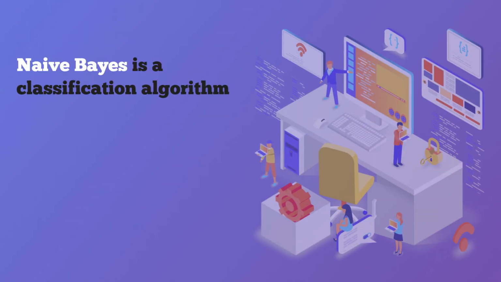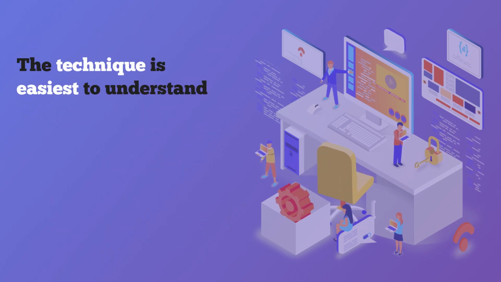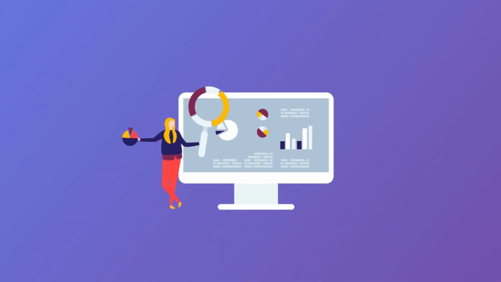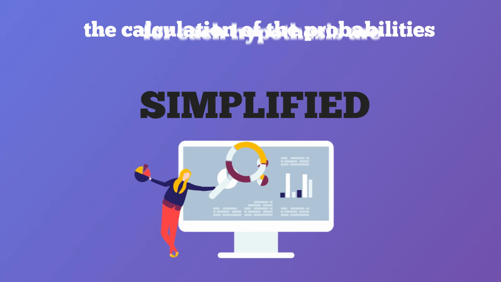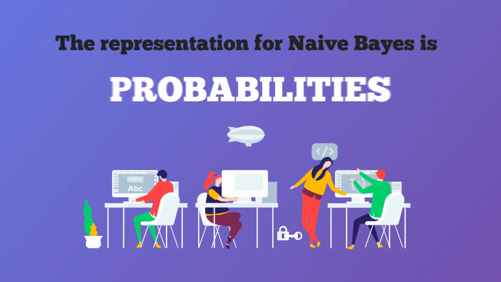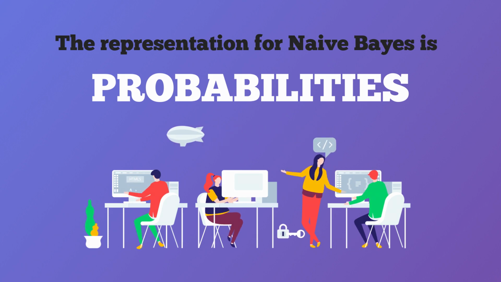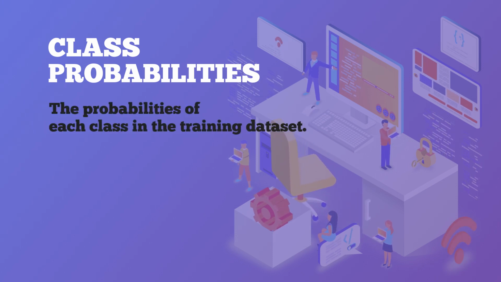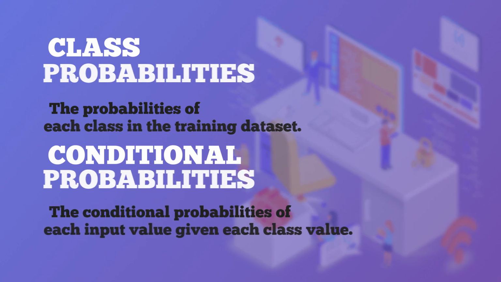Naive Bayes is a classification algorithm for binary and multi-class classification problems. The technique is easiest to understand when described using binary or categorical input values. It is called naive Bayes or idiot Bayes because the calculation of the probabilities for each hypothesis are simplified to make their calculation tractable. The representation for naive Bayes is probabilities. A list of probabilities are stored to file for a learned naive Bayes model. This includes class probabilities, the probabilities of each class in the training dataset, and conditional probabilities, the conditional probabilities of each input value given each class value.